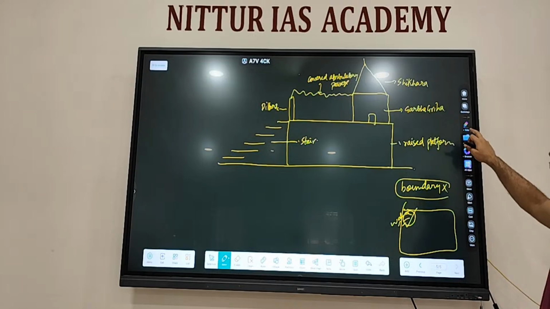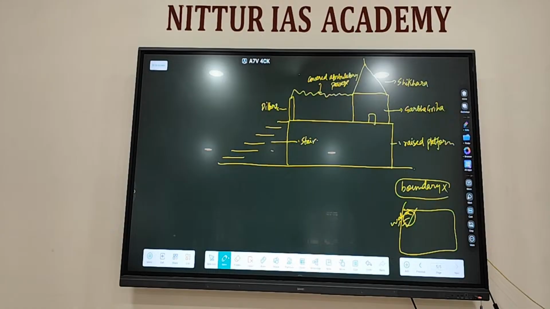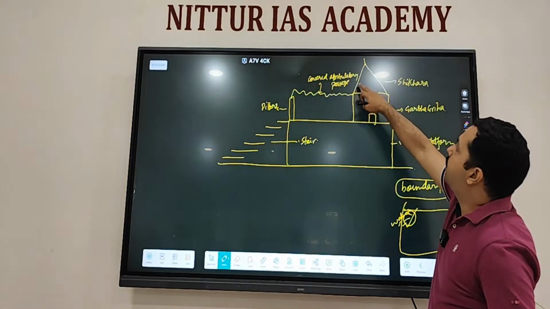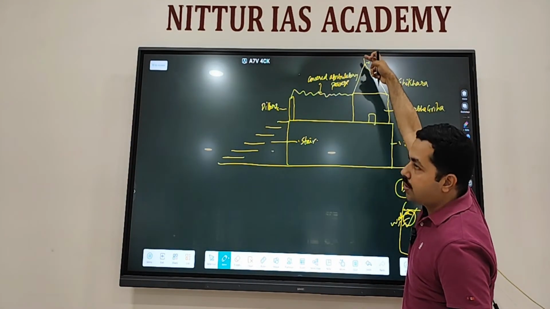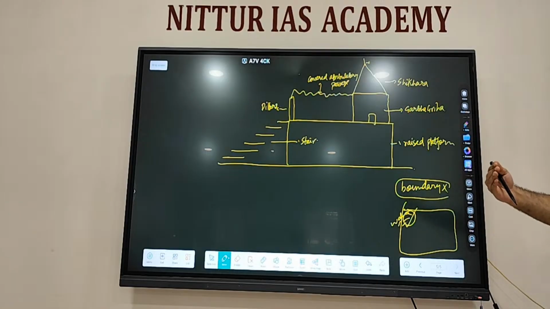Now you write regarding the first stage. This is a curved roof. The top one used to be called a kalash. This used to be called a shikhar. Shikhar is nothing but a curved roof. Covered ambulatory passage: like you have a main deity, to reach the main deity you have a covered passage.